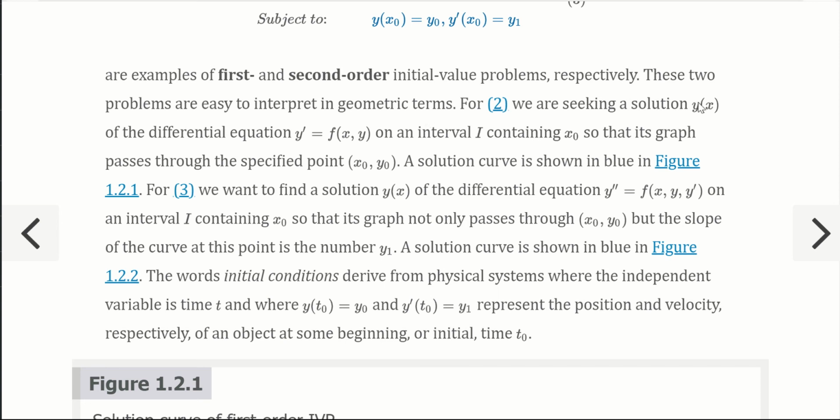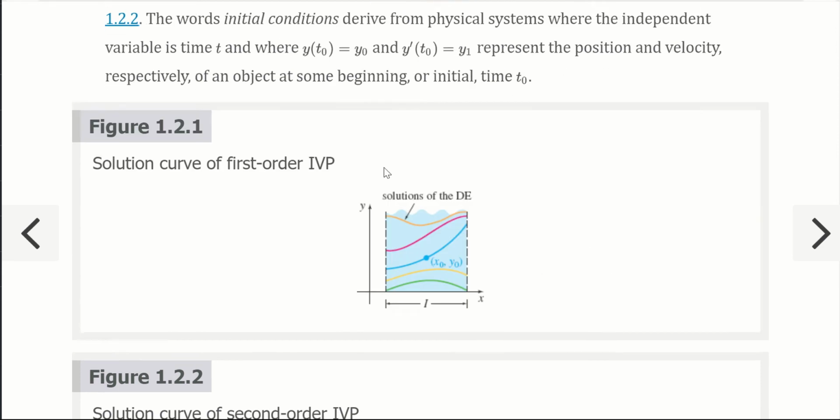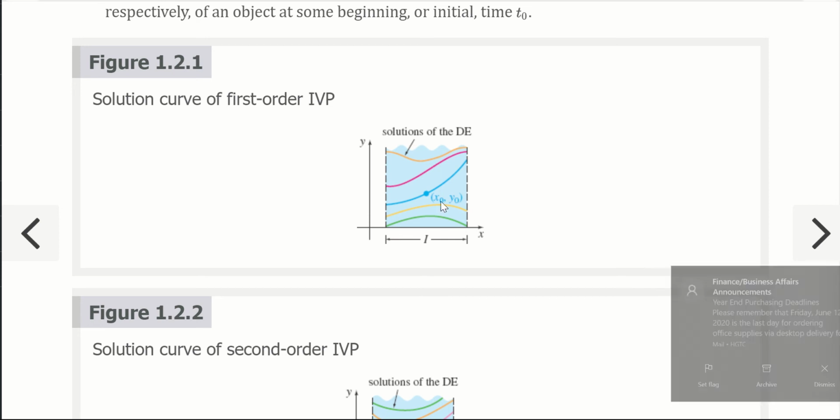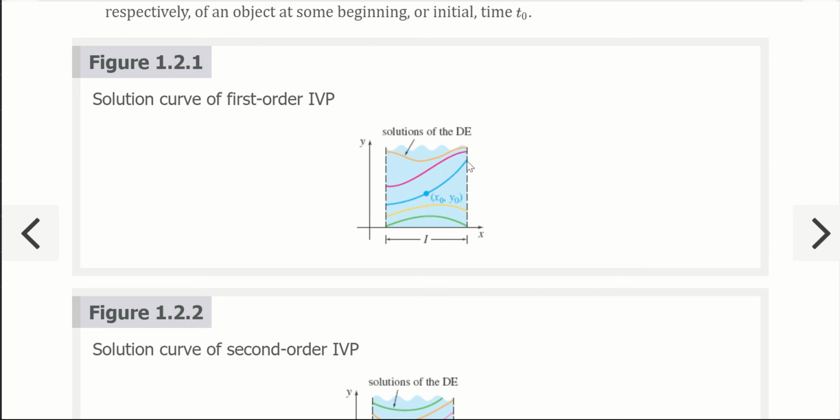What we're looking for is a solution y of x that solves y prime equals f of x comma y on an interval I that also contains x naught, so that its graph passes through the specific point x naught, y naught. Here you can see what it would look like for a solution of a first order IVP. We have this family of solutions, and the particular solution we would get would be the one that satisfies the initial value, which would be this curve in blue.